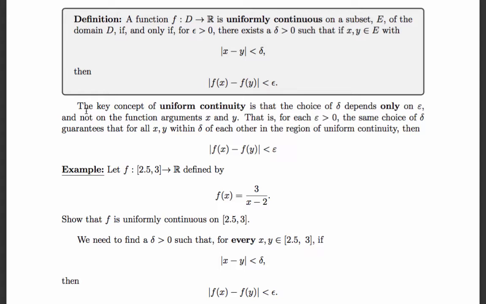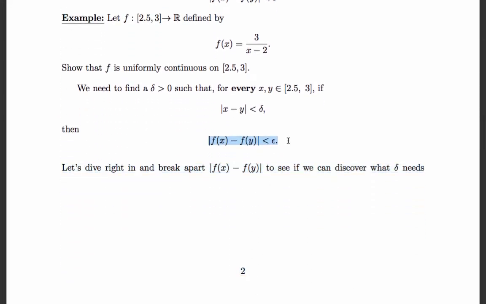Well, let's take a look at an example. Let's consider the function f defined by 3 divided by x minus 2 and defined on the domain 2.5 to 3. So we have a domain of length 0.5. We need to show that f is uniformly continuous on this domain. We need to find a delta greater than 0 such that for every x, y in the interval 2.5 to 3, so long as the absolute value of x minus y is less than delta, then the absolute value of f of x minus f of y is less than epsilon. And of course, delta depends only on epsilon.